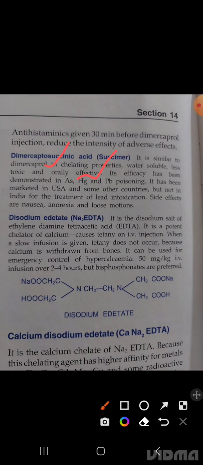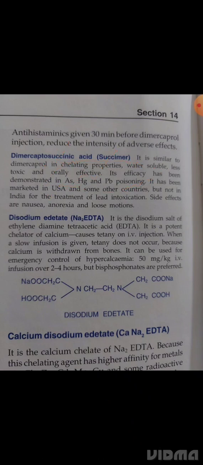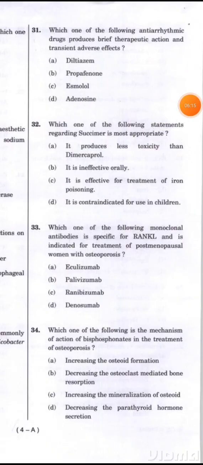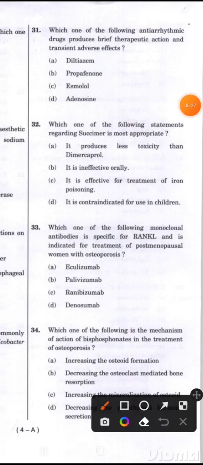Then moving to the third option, iron poisoning. Actually, succimer is given for arsenic, mercury and lead poisoning. The last option is contraindication in children. I checked on the internet also: succimer is given to children also, and a child dose is there. So this option is wrong. These three options are wrong.